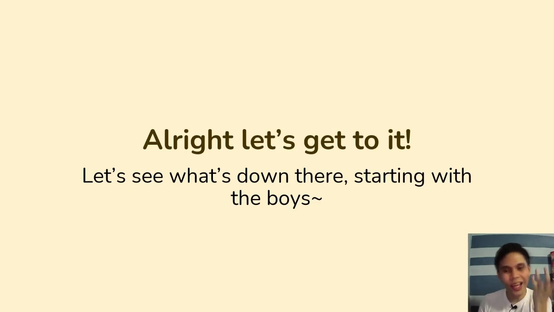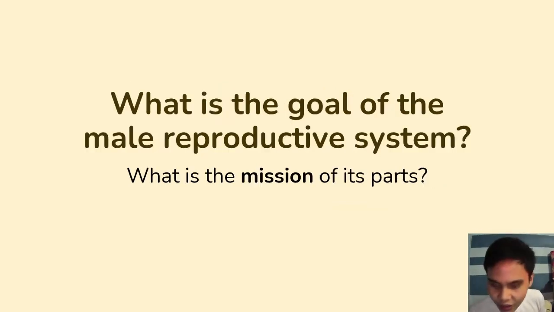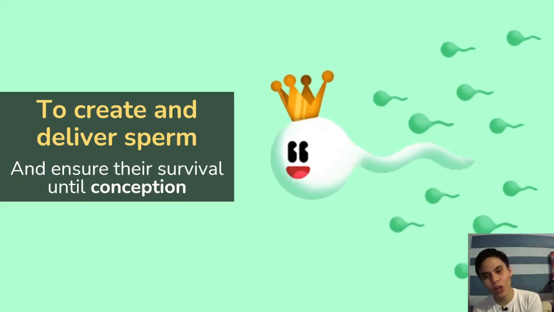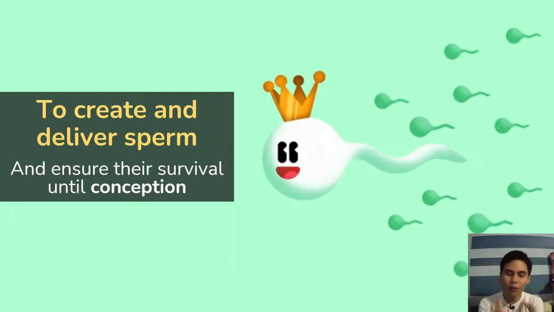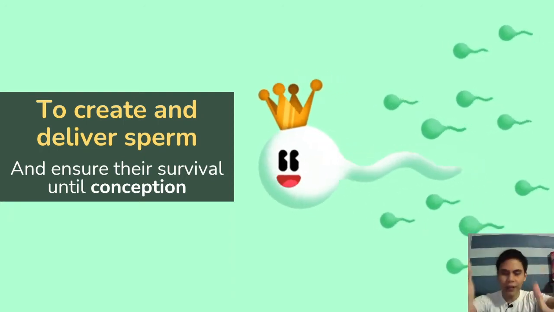So let's get to the actual parts of a biologically female and biologically male person. So let's start with the boys, the male reproductive system. Now we have a license to say penis for class. So what is the goal of the male reproductive system? What is the mission of its parts? It's basically to create and deliver sperm and to ensure the survival of the sperm until conception. That is the single-minded goal of the male reproductive system.